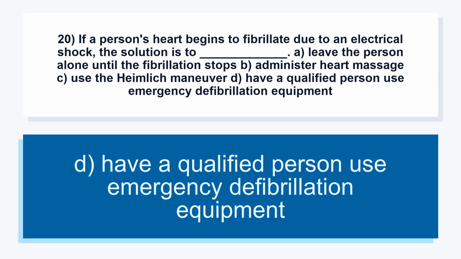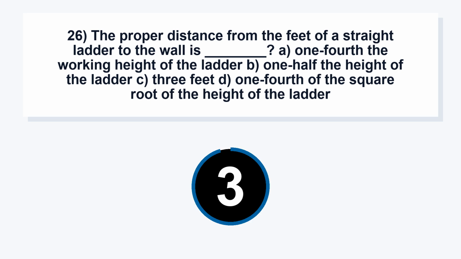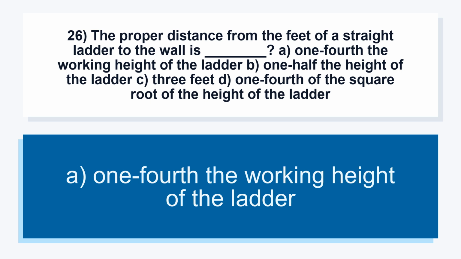D. Have a qualified person use emergency defibrillation equipment. 26. The proper distance from the feet of a straight ladder to the wall is blank. A. 1/4 the working height of the ladder. B. 1/2 the height of the ladder. C. 3 feet. D. 1/4 of the square root of the height of the ladder. A. 1/4 the working height of the ladder.